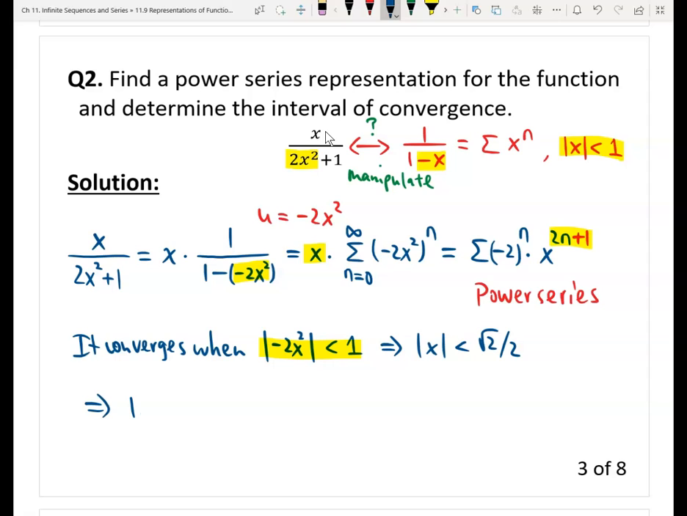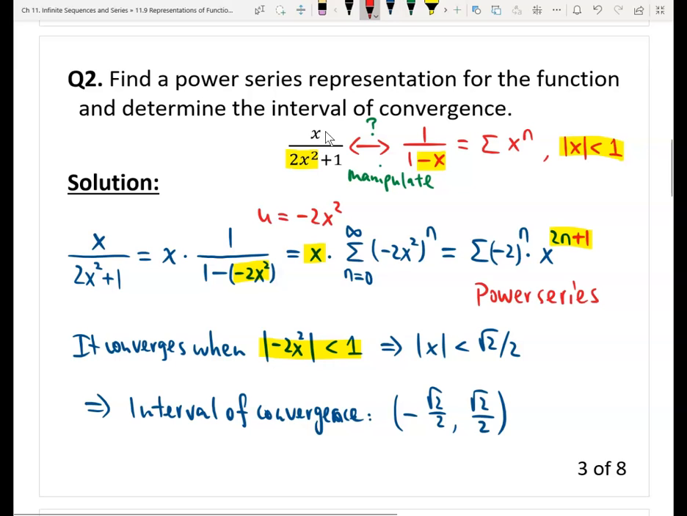Therefore we write it down. The interval of convergence now is negative square root of 2 over 2 to positive square root of 2 over 2, an open interval. That's almost the same as the first question, no big difference.